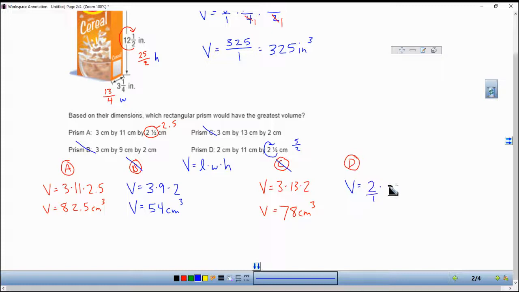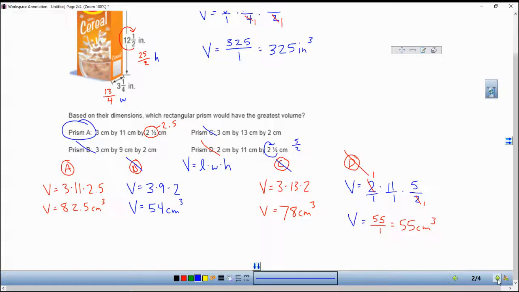So it's going to be 2 over 1 times 11 over 1 times 5 halves. What makes this one not too bad is because the 2 and the 2 here are diagonal from each other, and that means if we're multiplying and they're diagonal, we can simplify them. So this 2 and this 2 would become 1. 11 times 5 times 1 is 55 over 1, which is simply 55 centimeters cubed. So this one's also out. D is gone. So the answer is A because it has the greatest volume of all 4.